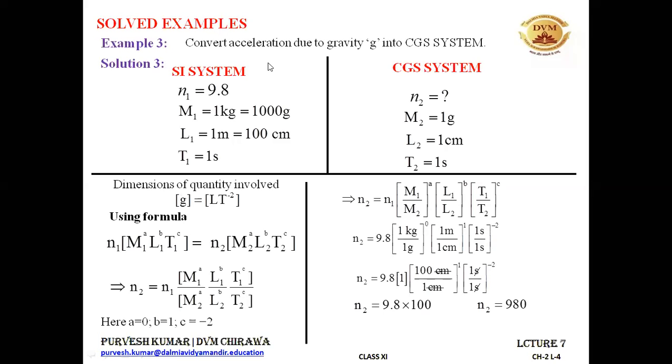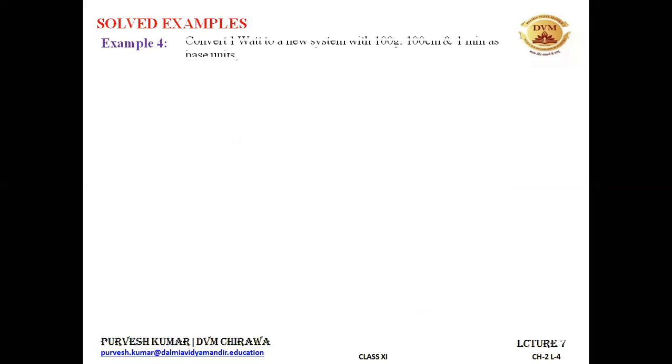That is quite different. What example 4 says is that we need to convert 1 watt to a new system with 100 gram, 100 centimeter and 1 minute as base unit. So now we have another system in which the base unit of mass is 100 gram, that is M2 is equal to 100 gram. Base unit of length is 100 centimeter, L2 equal to 100 centimeter, and base unit of time is 1 minute. So T2 equal to 1 minute. So that's what I need to do and to convert it in this manner.